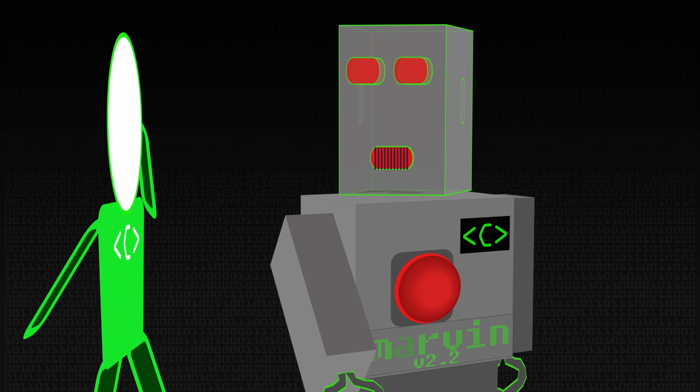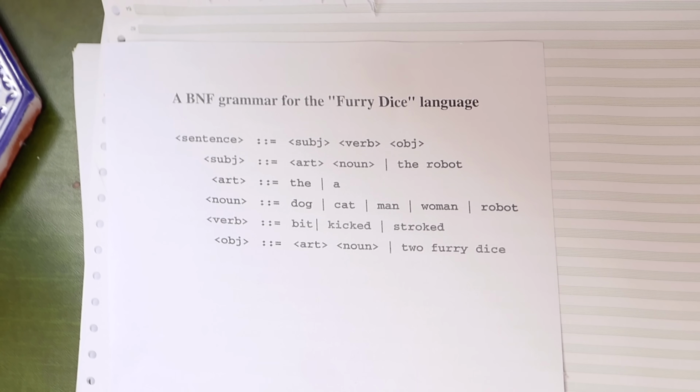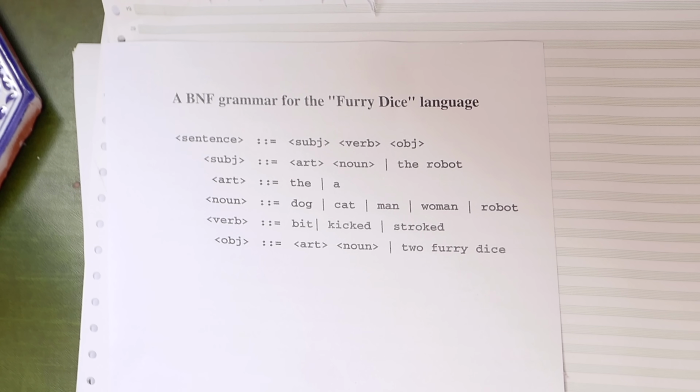The man kicked the robot. And it's such a powerful language. You can have either the or a, definite or indefinite article. You can have the robot or a robot. You can have a choice of verbs, either bit, kicked or stroked. You're going to be very expressive in this language. Your subject of the sentence can either be dog, cat, man, woman or robot. And finally the tailpiece, the object, I've decided can either be any article followed by a noun again, like a dog. The robot bit a dog, perfectly possible.